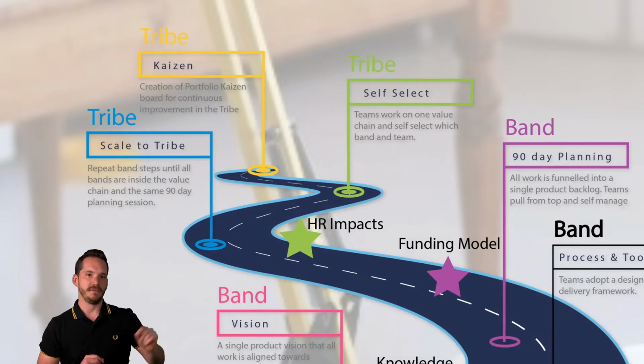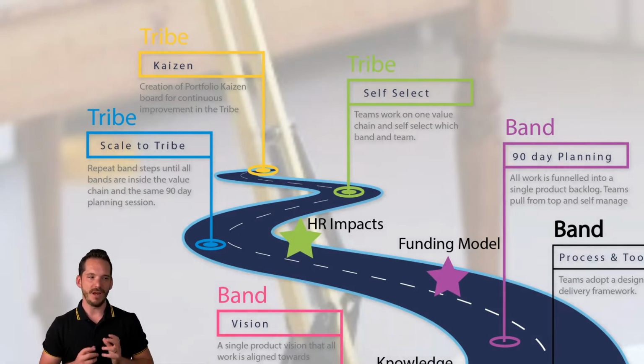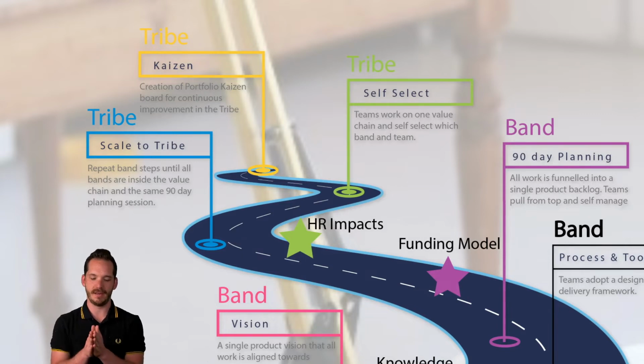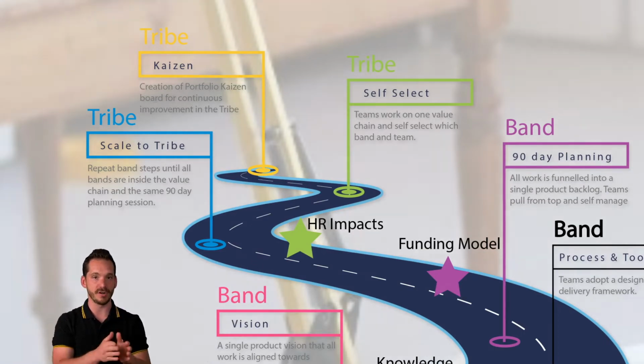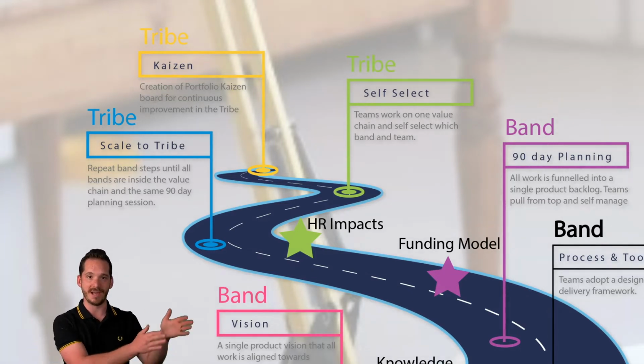Then comes Tribe Self-Select. Tribe Self-Select is where people get to choose which band or tribe, depending on how you set it up in your organization, they want to work in. We'll go through a little bit of how to do that in a minute. But it's really cool to see teams choose their own products, i.e. bands or teams. And it's even cooler when the teams start choosing their own tribes and which problem they want to solve.